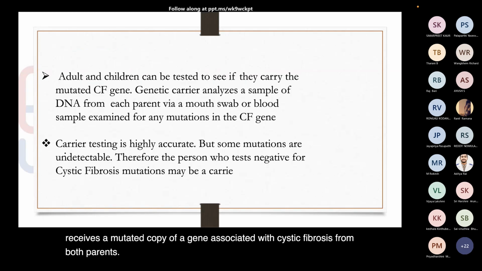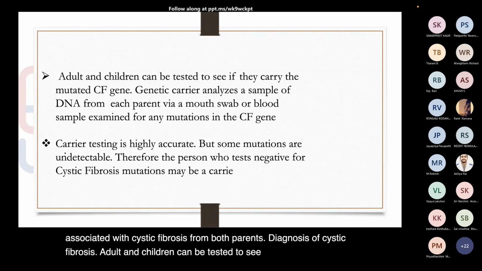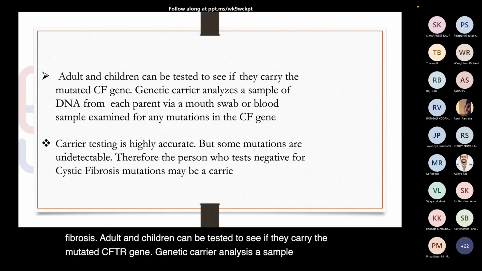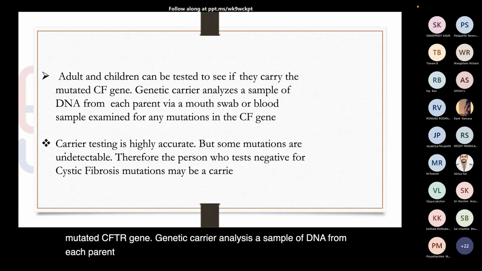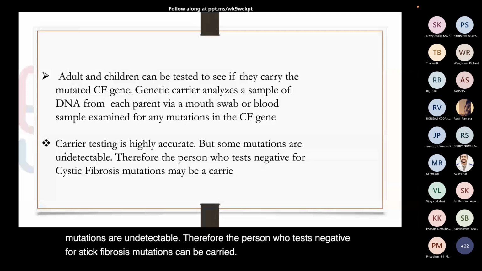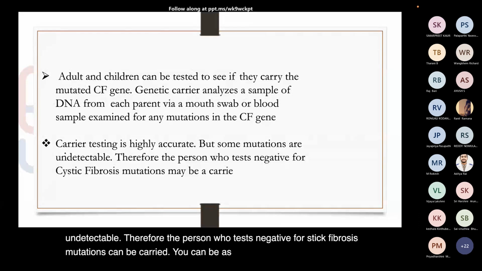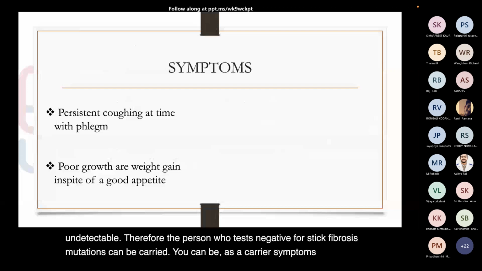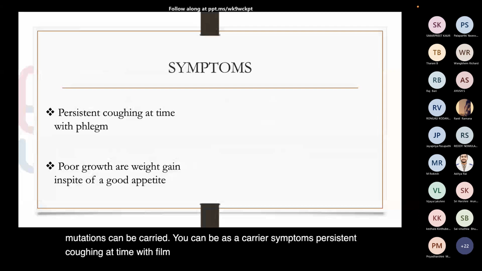Diagnosis of cystic fibrosis. Adults and children can be tested to see if they carry the mutated CF gene. Genetic carrier testing analyzes a sample of DNA from each parent, via a mouth swab or blood sample, examined for mutations in the CF gene. Carrier testing is highly accurate, but some mutations are undetectable. Therefore, a person who tests negative for cystic fibrosis mutations can still be a carrier. Symptoms: persistent coughing at times with phlegm, poor growth or weight gain in spite of a good appetite.